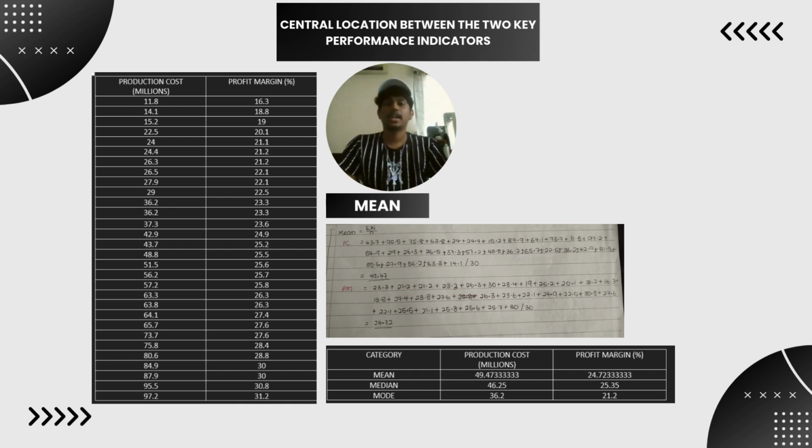In this part, we're going to look at three different things: mean, mode, and median. Firstly, the mean. How do we calculate the mean? You have to add up every single digit in the column from the smallest to the biggest, and divide it by the number of values in the column, which is 30. As you can see, it contains 30 digits in the table. So you divide by 30 and you will get the answer for the mean. For production cost, the answer is 49.47. Meanwhile, for profit margin, you will get 24.72.